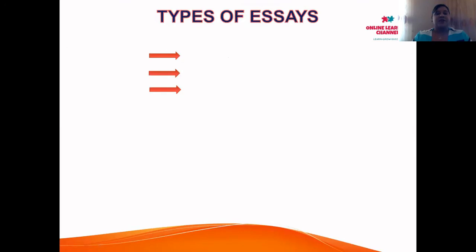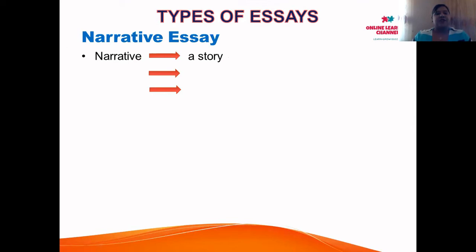So, types of essay. Firstly, we are looking at the narrative essay. And when I look at narrative, just so you know, the synonym for narrative is a story. So another word for the word story is narrative. And that's how you know that a narrative essay is an essay about a story. It's when you have to tell a story.